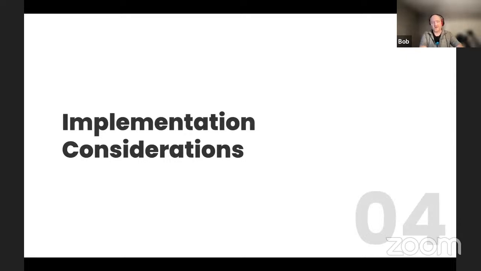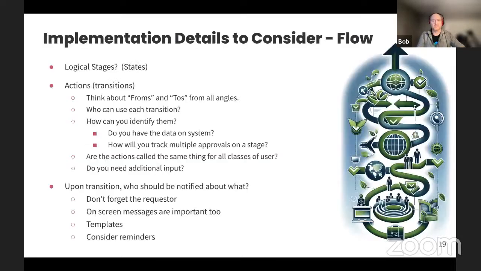So now I'd just like to talk a little bit about what you should be thinking about when you're planning a system like this. Of course, the major part of planning a system like this is planning out the flow. And the first part of that flow is what are the different logical stages that your requests can take as they move through the system. Those are the states. And then the next thing to think about is what are the actions that people can take when they're in each state.